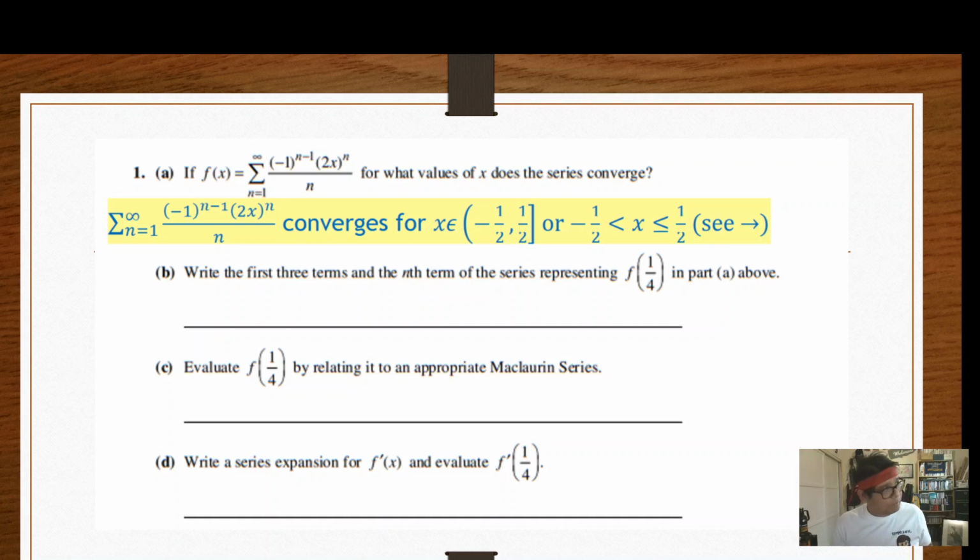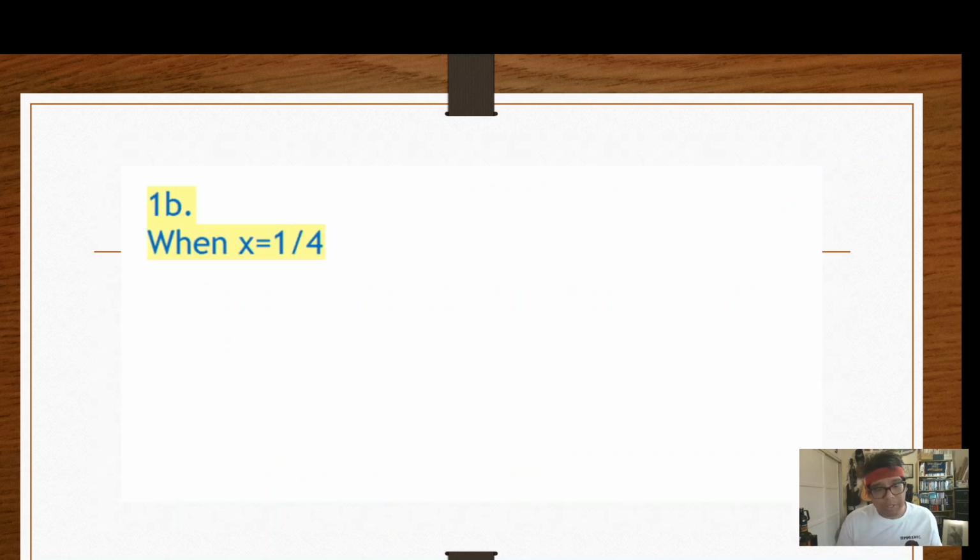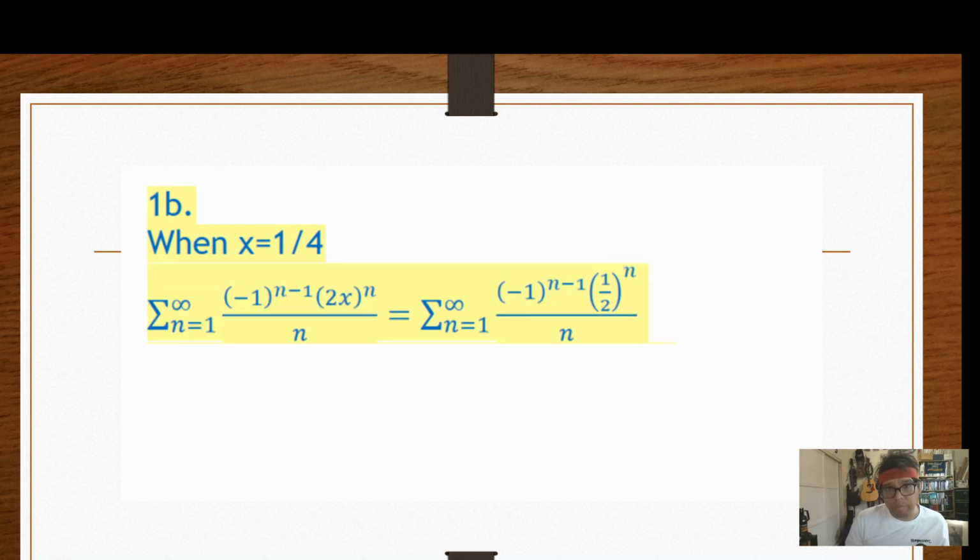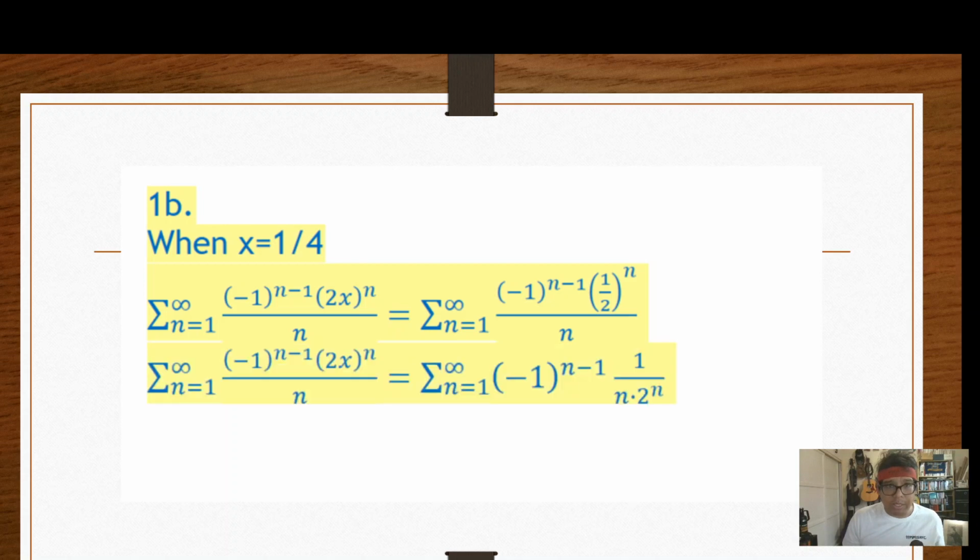For part B, let's write the first 3 terms and the nth term for the series of f of 1/4. So what happens to the series when x is 1/4? All you really need to do is take the series and substitute 1/4. And here I've gone ahead and substituted 1/4 into the sigma notation. And now I'm going to use that sigma notation. We'll simplify.